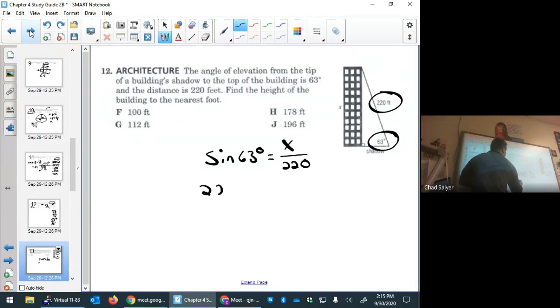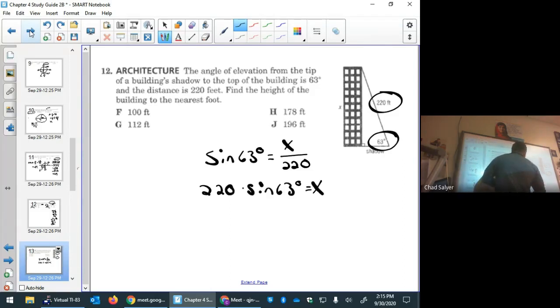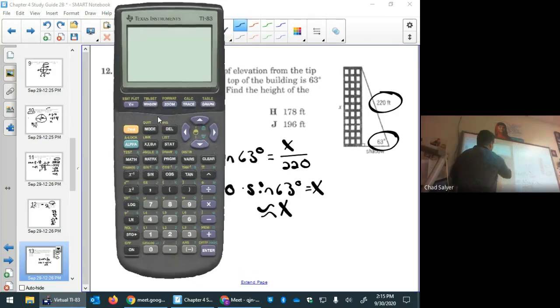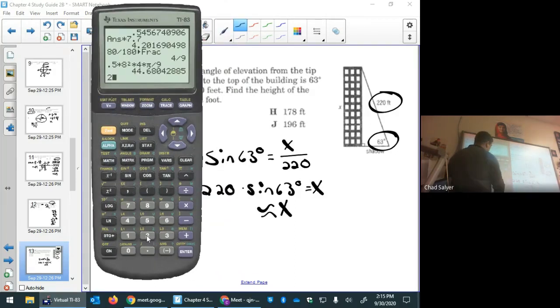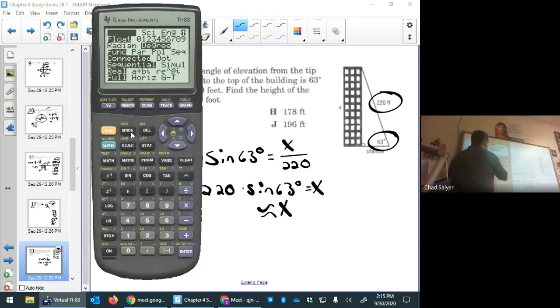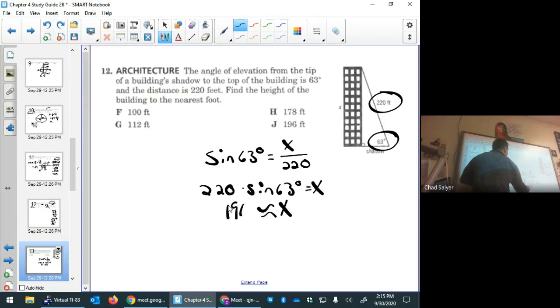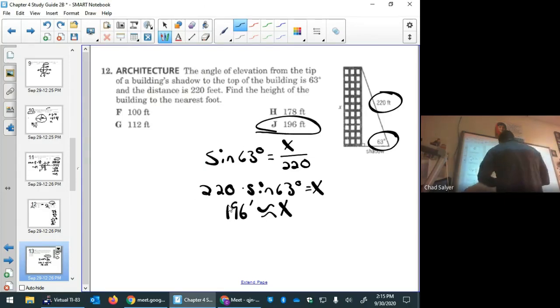So that's going to equal the opposite over the hypotenuse. So if I multiply both sides by 220, I get this. And if I approximate that to the nearest foot, it looks like 220 times sine. What mode am I in? I'm in degrees. Okay, so I'm good. Sine of 63. 196 is the nearest foot. J is in Juliet. All right.